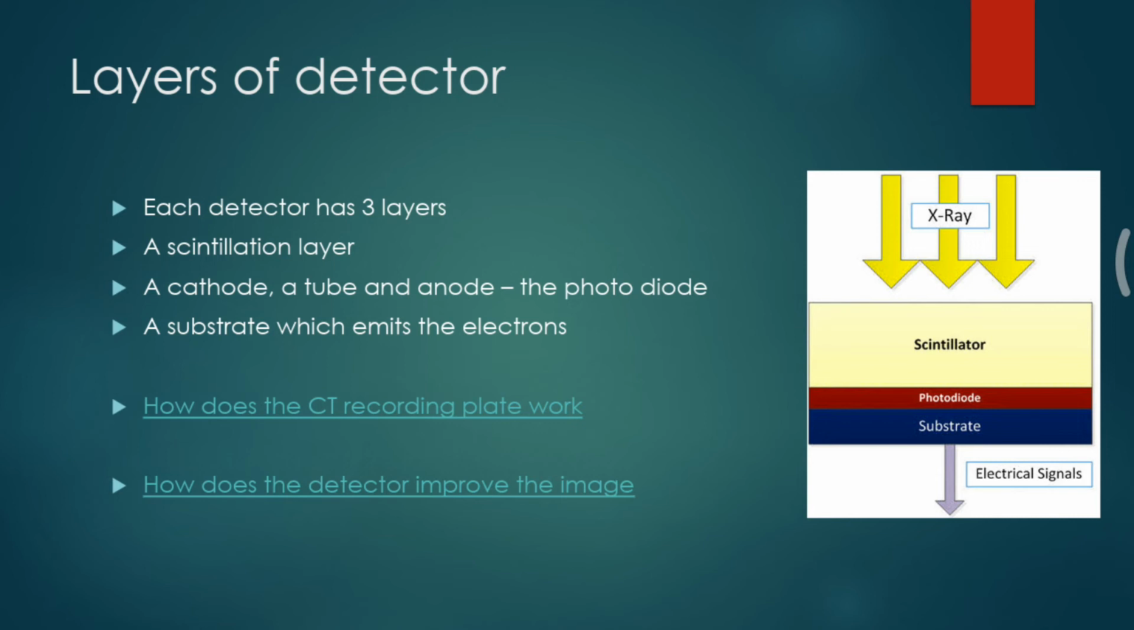So what you have on one side is the X-ray comes and hits the detector plate, but when it comes out as electrical signals. So let's look into how does the CT recording plate work.